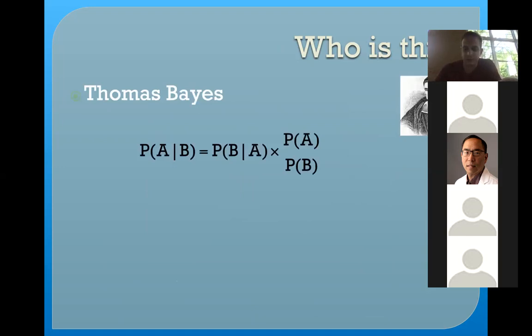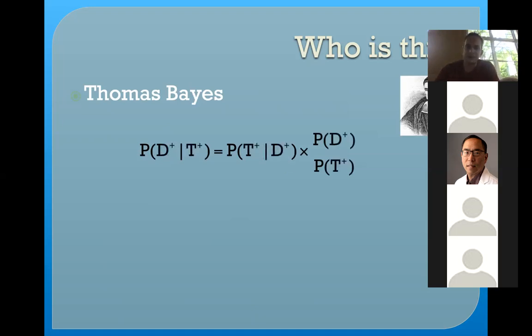You don't have to worry too much about what this is, but basically what this says is that the probability of A being true, given that B is already true, is equal to the probability of B being true if A is true times the probability of A divided by the probability of B. Now, that's just a bunch of nonsense. But if we throw in there diseases and tests, it starts to make a little more sense.